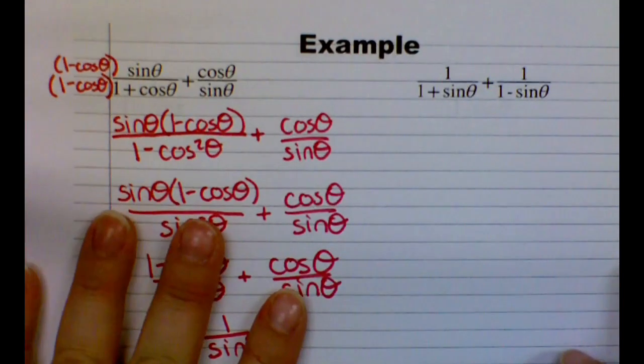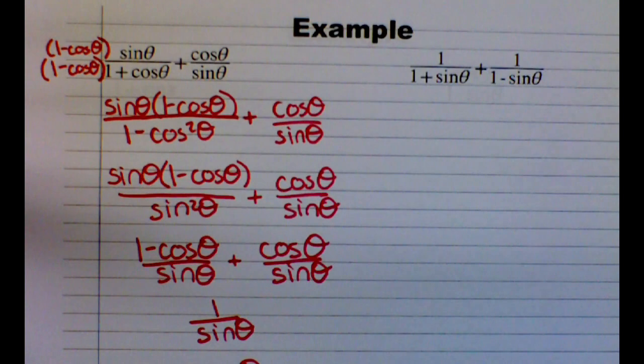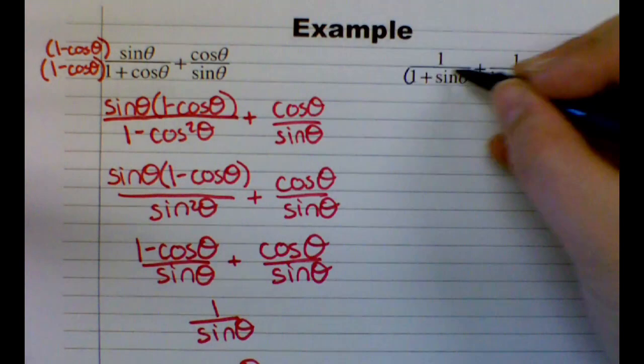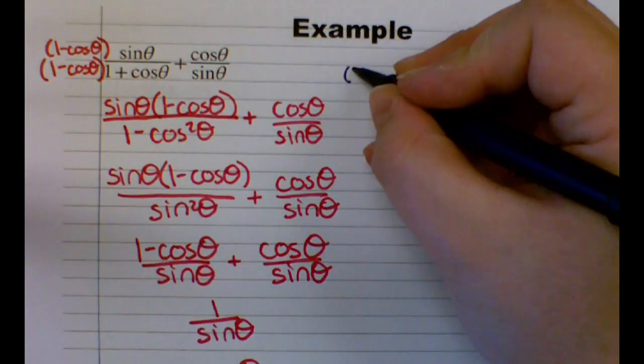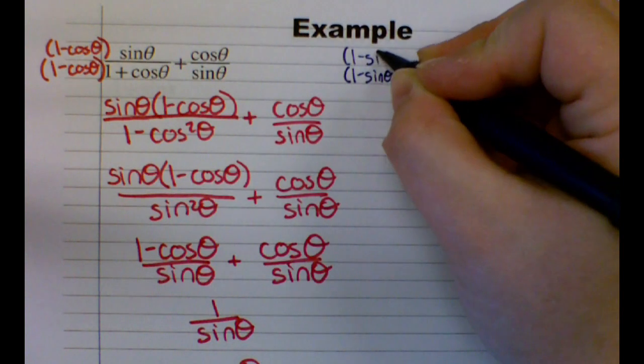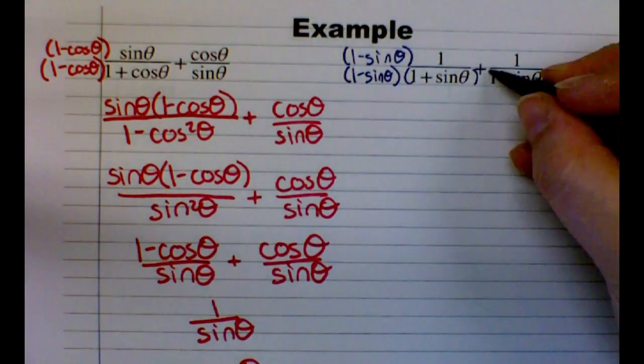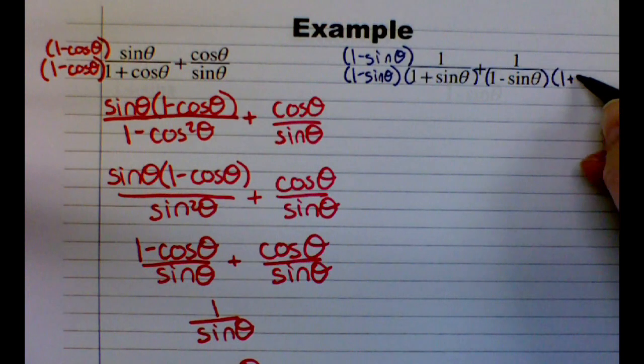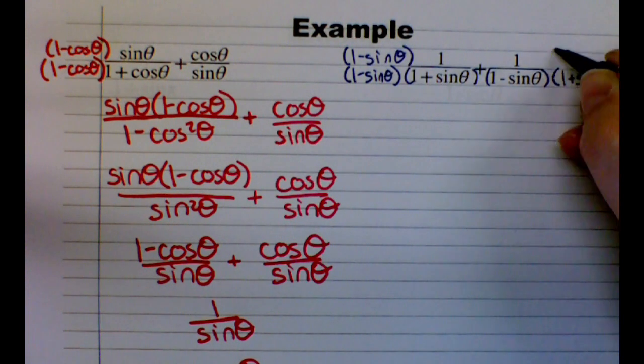All right, for the next one, I noticed that both fractions have a denominator that's one portion of the conjugates of each other. So I'm going to multiply them both. The 1 plus sine of theta, I want to multiply by 1 minus sine of theta on the top and bottom. The 1 minus sine of theta, I want to multiply by 1 plus sine of theta on the top and bottom.